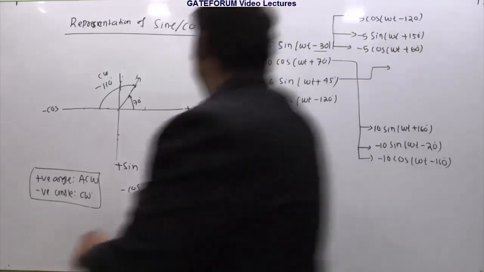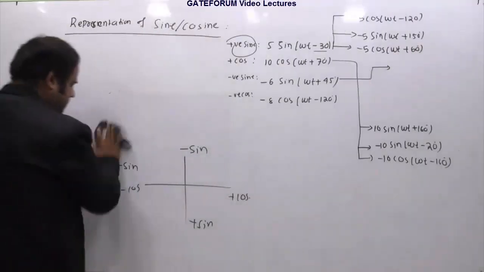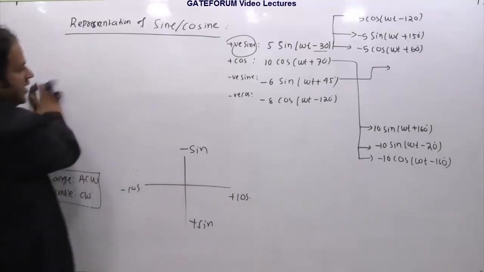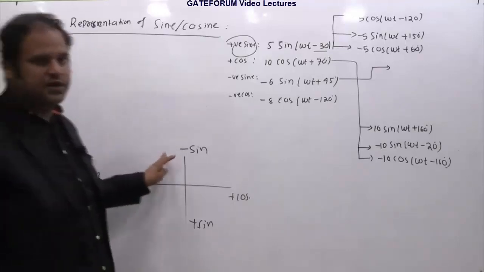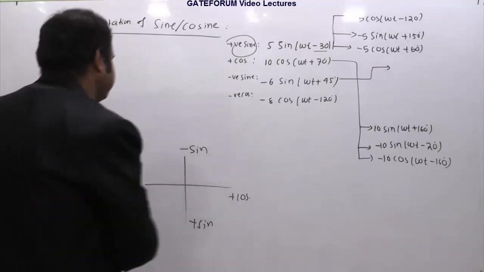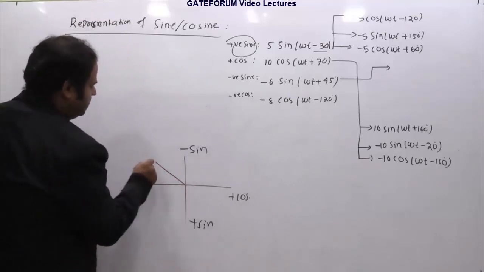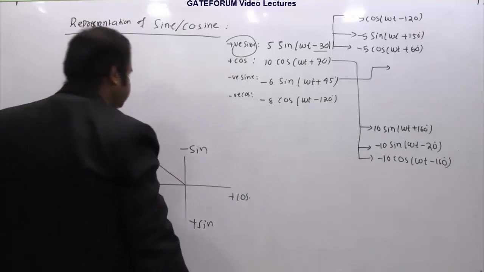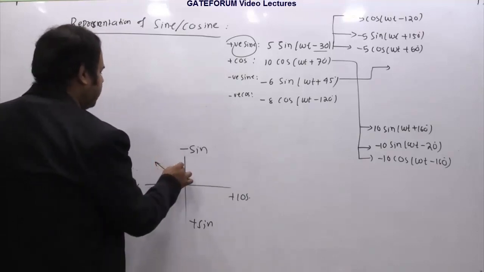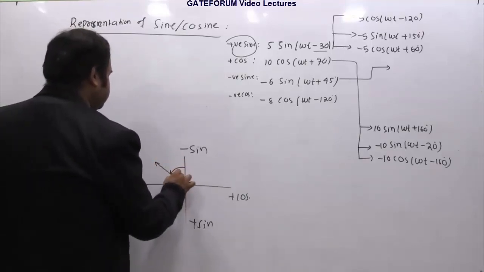So where this will be coming means, negative sine is this axis, from here 45 degrees in the anti-clockwise direction. So this is clockwise, so anti-clockwise will be this one. So the length of this arrow will be 6 and this angle is 45 degrees, okay.